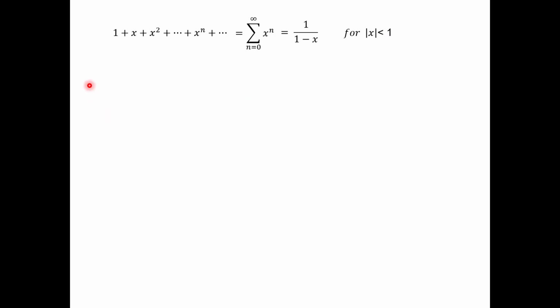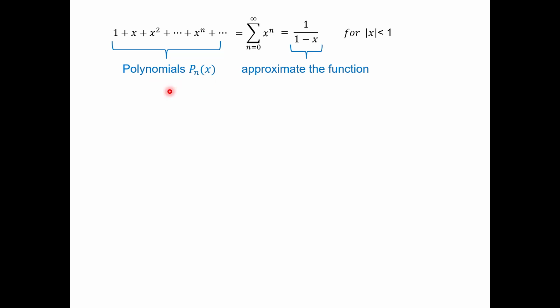So what does this really mean for us? Well, on the left, these are all polynomials, depending on which n we go up to. So if we stop at n is 2, that's a quadratic polynomial. When n is 3, it would be cubic, and so on. So the left side here is all polynomials. We just call it P sub n of x. And then these polynomials approximately equal this function for this example. So we use these polynomials to approximate the function.